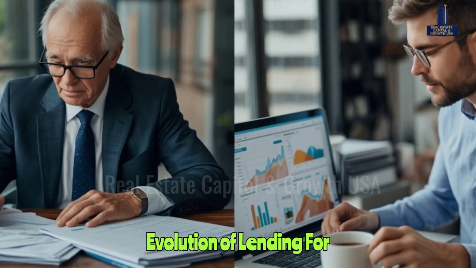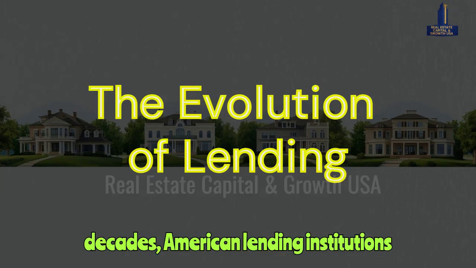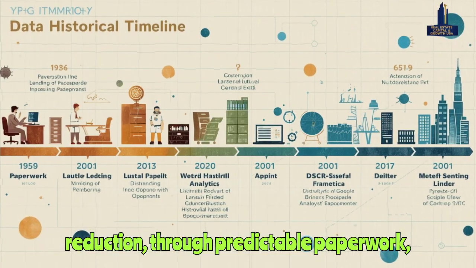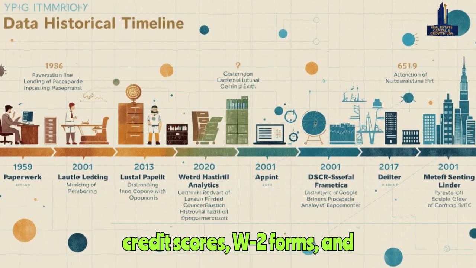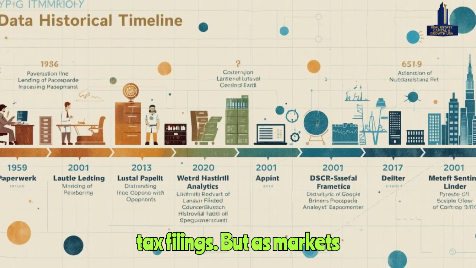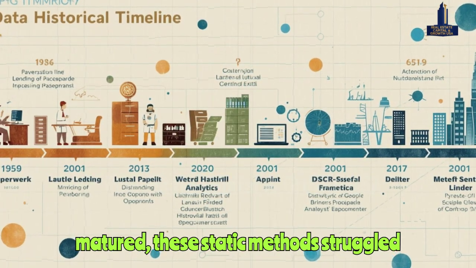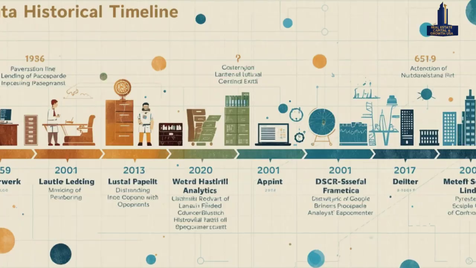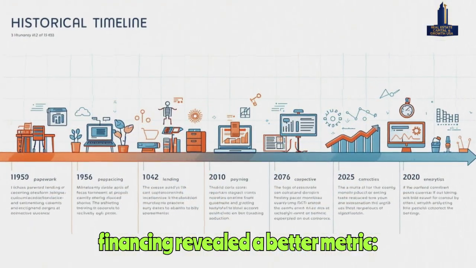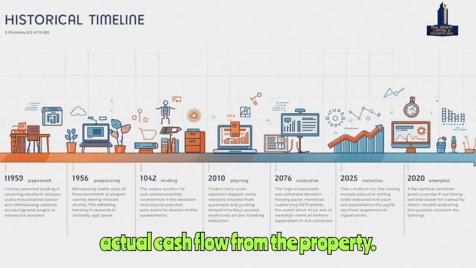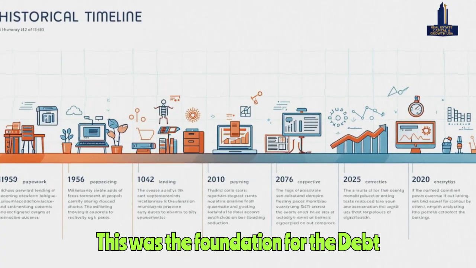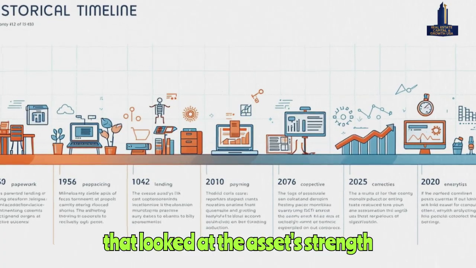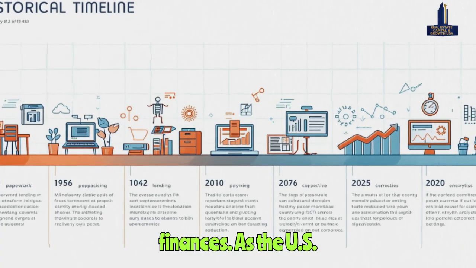Regions. The evolution of lending. For decades, American lending institutions built their systems around risk reduction through predictable paperwork, credit scores, W-2 forms, and tax filings. But as markets matured, these static methods struggled to reflect the reality of diverse income sources in a dynamic economy. Emerging data analytics in real estate financing revealed a better metric: actual cash flow from the property. This was the foundation for the debt service coverage ratio, DSCR, a measure that looked at the asset's strength rather than the investor's personal finances.